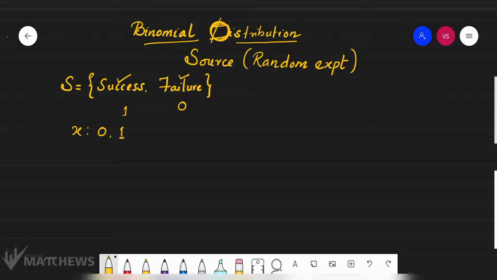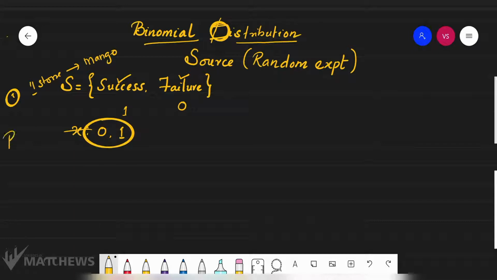This is for when you have only one stone and you are aiming at a mango. Is it right? One stone, one mango. Either you succeed or you fail. So 0 indicates failure, 1 indicates success. That is the range of success, students. It should take either 0 or 1.